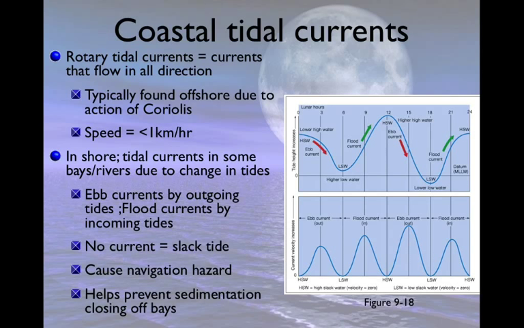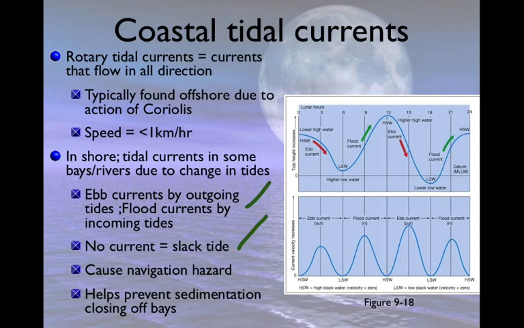So words you need to know. You need to know that the ebb current is the outgoing tide, the flood current is incoming tide, and no current is called slack tide. Those are right here. And that these, where you have true ebb tide and true flood tide, that's frequently called reversing tidal currents, because one goes in, one goes out. And in some places, they can actually be a really big navigation hazard.